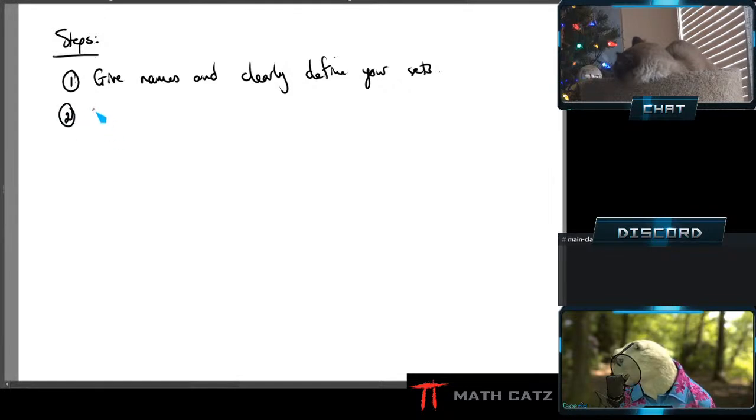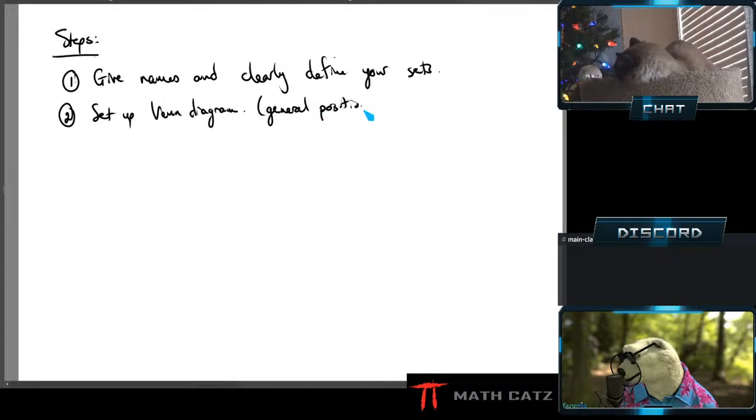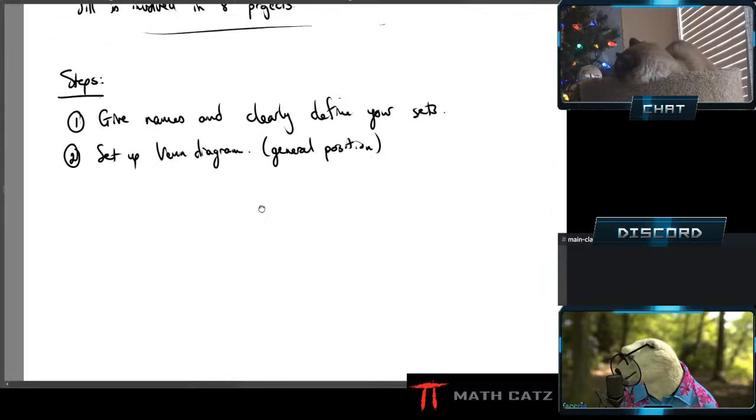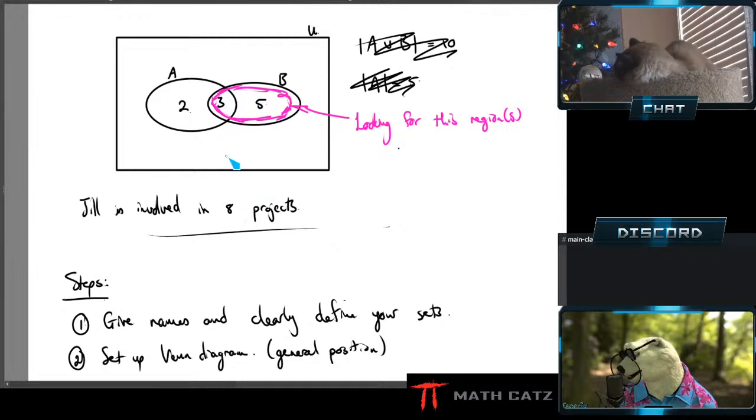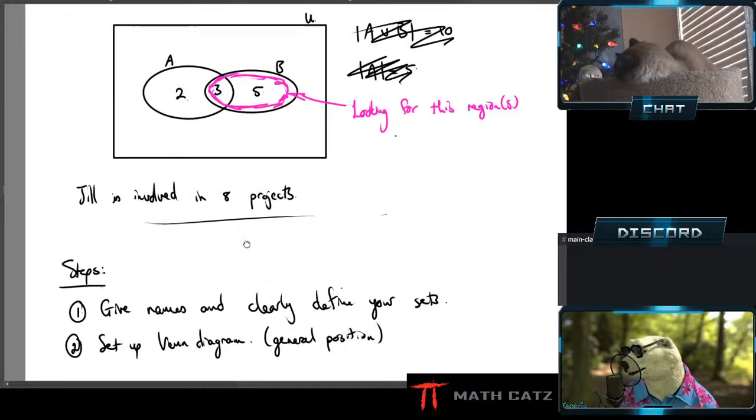Then we want to set up our Venn diagram with as many circles as we have sets. It's convenient, but not too many. General position, I think almost always. It's going to have to be a very special question for me to not go general position. I'll make a statement. I'll always go general position. And if it turns out there's no overlap, I'll put a 0 in there or whatever information they give me. There's no harm in having a region with a 0 in.